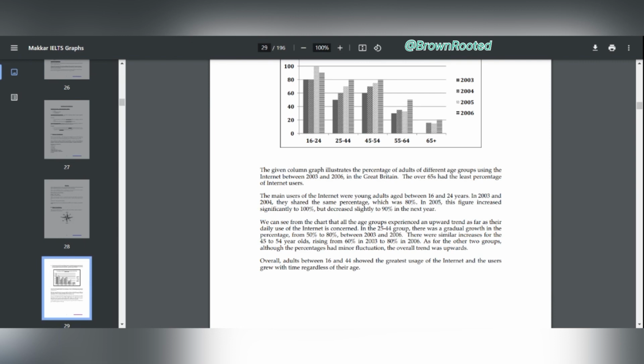So now it says the given column graph illustrates the percentage of adults of different age groups. That's sort of an introduction. After that it has body paragraph one, body paragraph two, and then a kind of conclusion, like overall adults between 16 and 44. One thing I would suggest everyone keep in mind is that there has to be coherency and relation from one paragraph to the other, so it doesn't look very odd, and you get a good score.